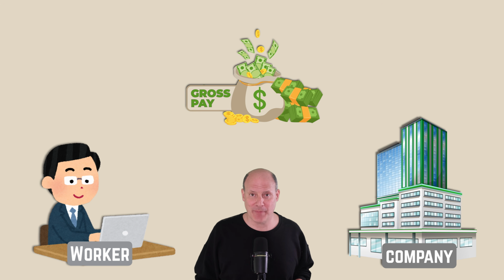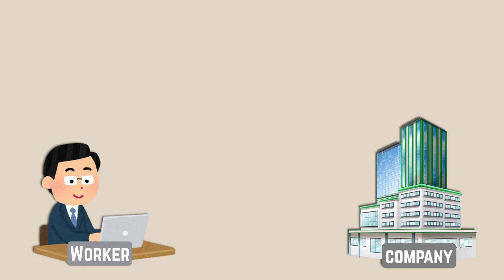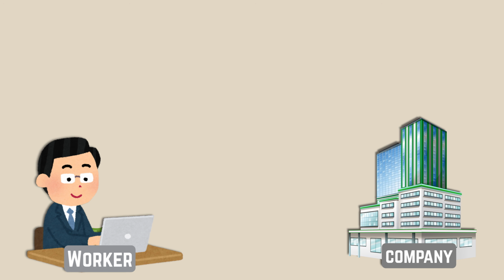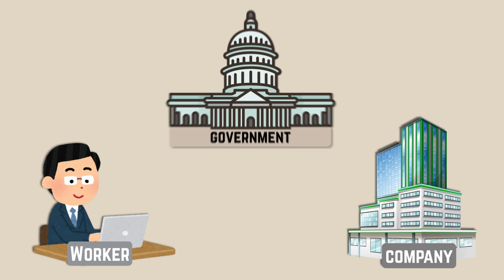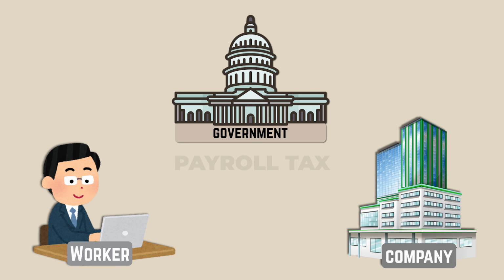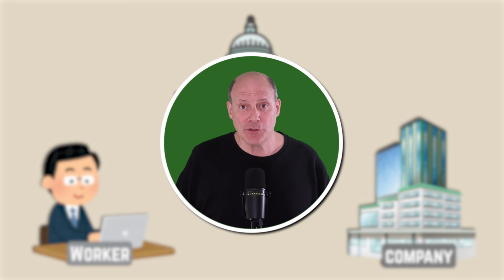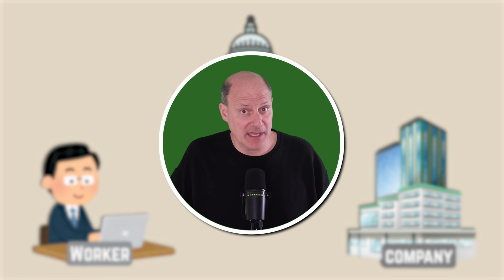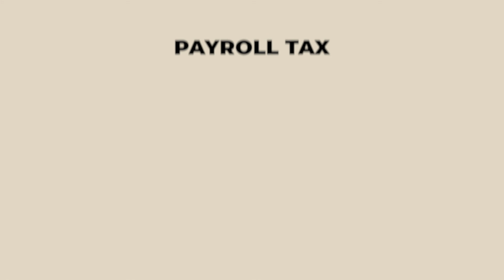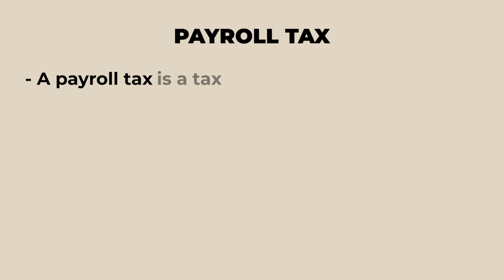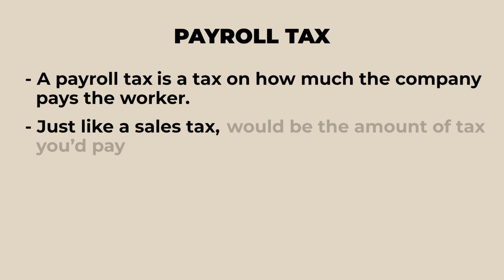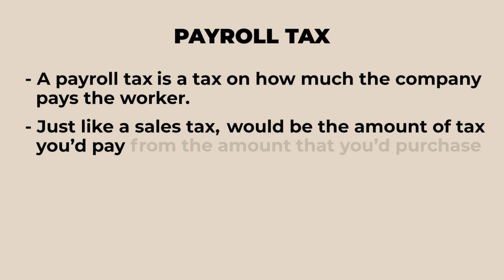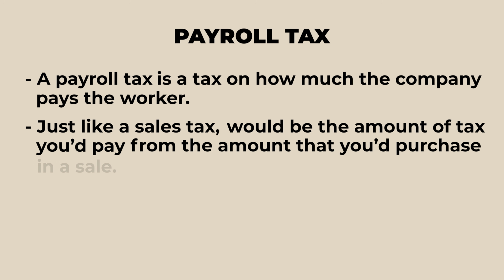Now, what am I talking about? You see, when the company pays the worker, the company is required to pay additional money to the government in the form of something called a payroll tax. Now, you may well ask, what is a payroll tax? Well, a payroll tax is a tax on how much the company pays the worker, just like a sales tax would be the amount of tax you would pay from the amount that you would purchase in a sale.